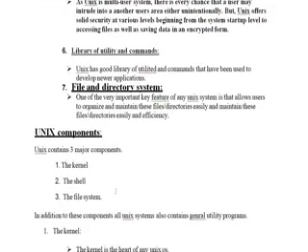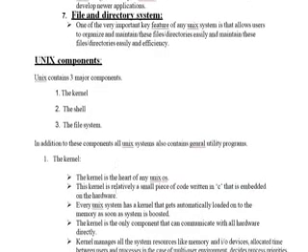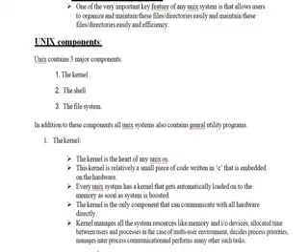Next, components of Unix. The general components of Unix are the kernel, the shell, and the file system. Now let us see the meaning of kernel, shell and file system. Coming to the concept of kernel, the kernel works as the heart of the Unix operating system, and the kernel can perform tasks directly without any help from the operating system and so on.